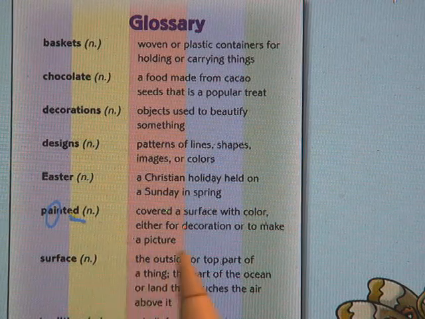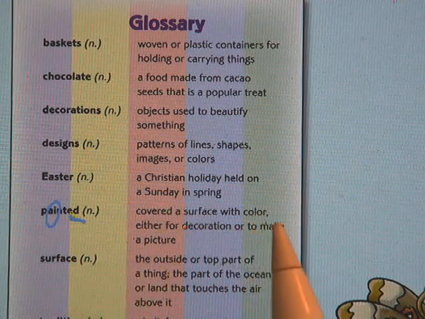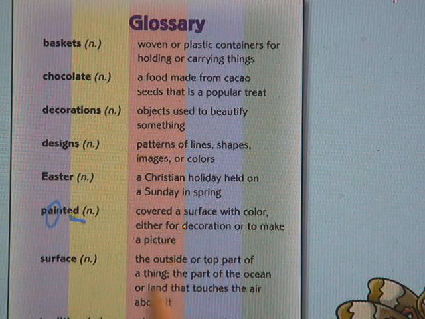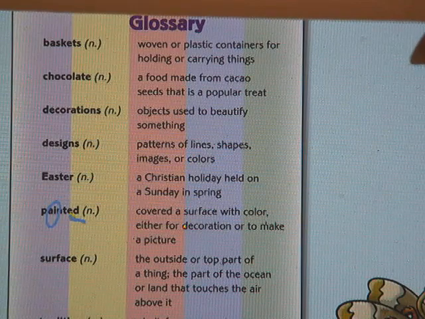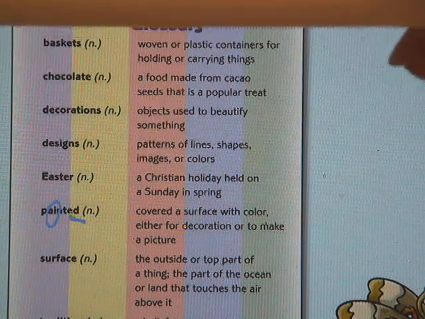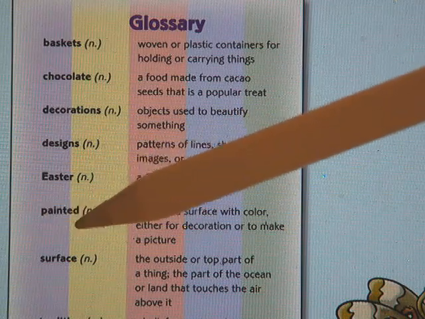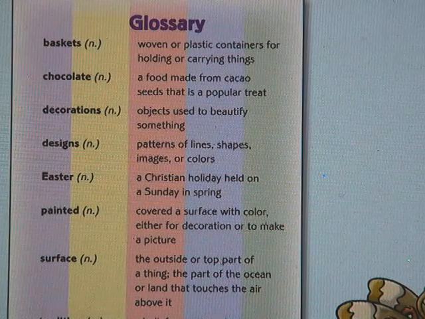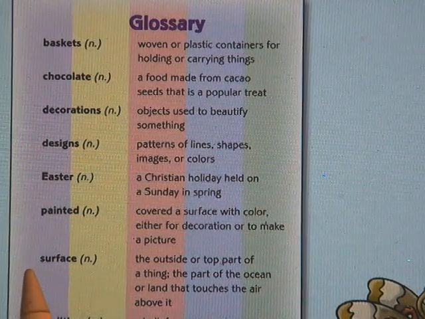It's a noun. Covered a surface with color, either for decoration or to make a picture. So what might you have painted during this holiday? What would you maybe have painted to celebrate this holiday? The next word is surface.